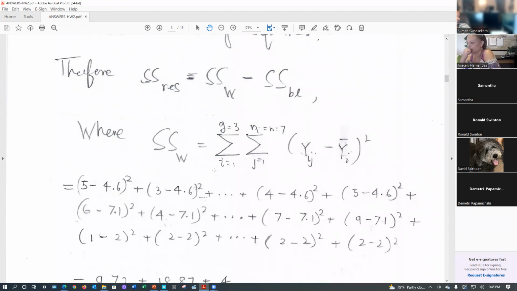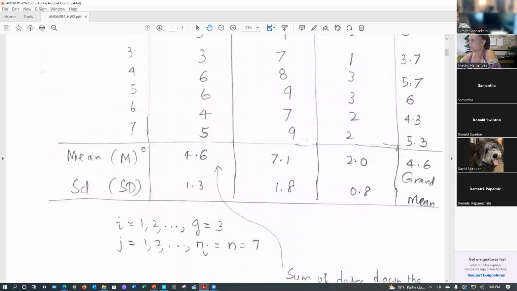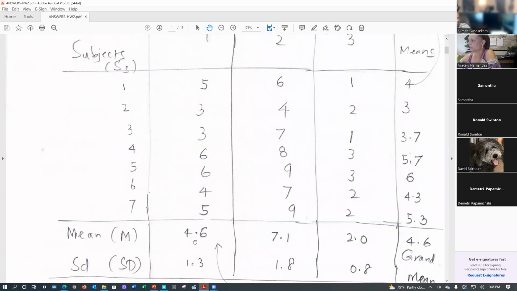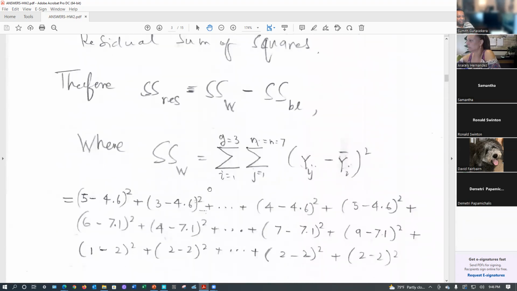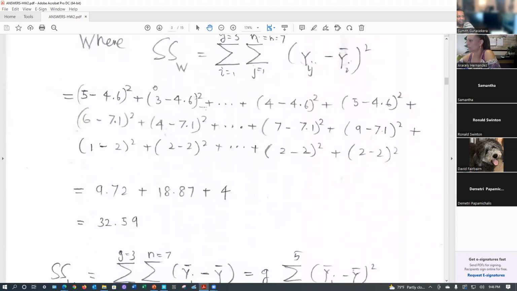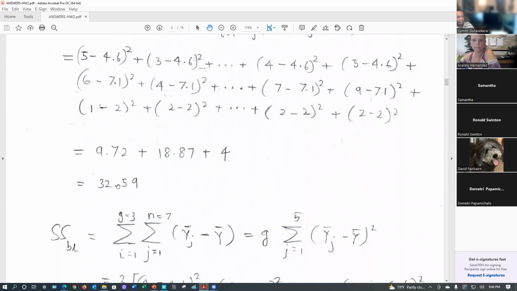For SSW within, I go over every entry minus its own mean, the column mean, not the row mean. The ith group has a first group mean, second group mean, third group mean. So 5 minus 4.6, 3 minus 4.6, and so on, this guy minus that, this guy minus that, and at the same time square, and then add them up. That's what we were doing over here. And we got this up to here, 9.7, second group 18.87, third group 32.59.